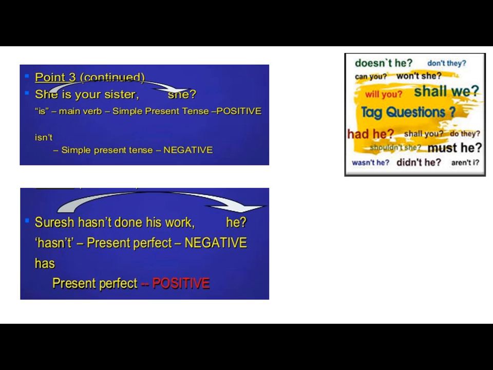Suresh hasn't done his work. What do we want to use here? Hasn't. Present perfect negative. So we want to use has. Present perfect positive we have to write. So what's the answer here? Suresh hasn't done his work, has he?